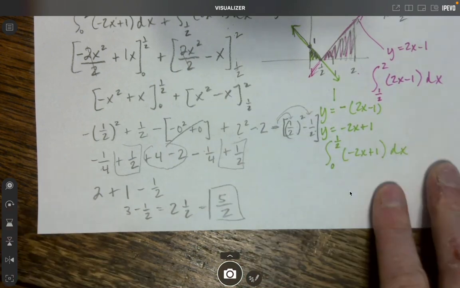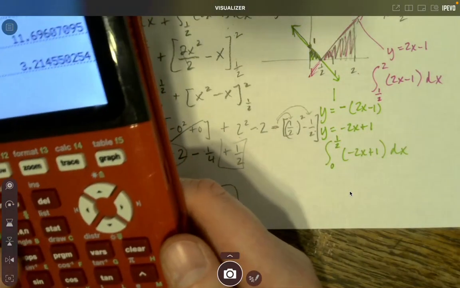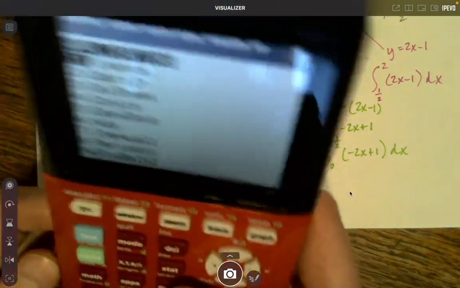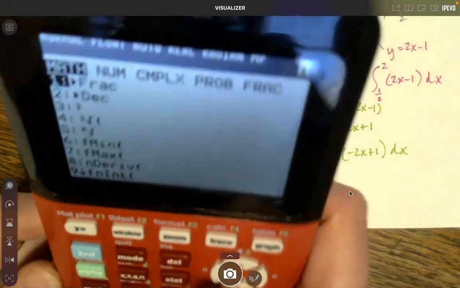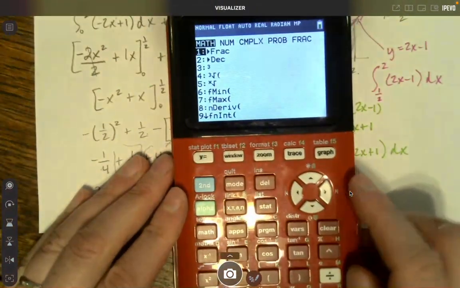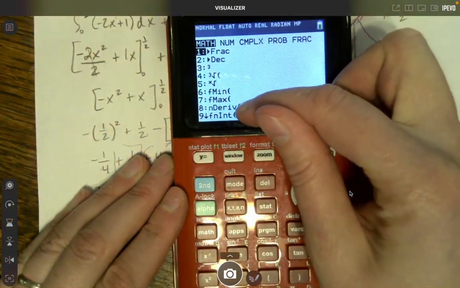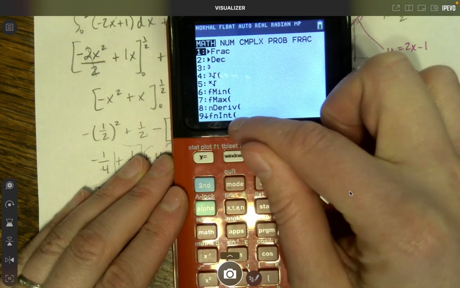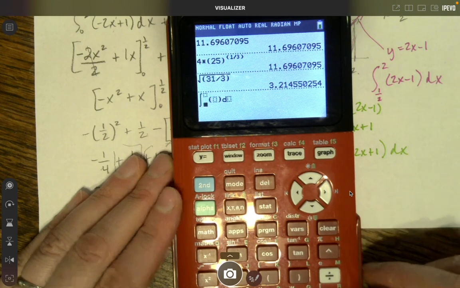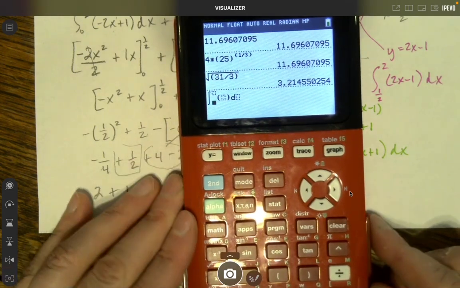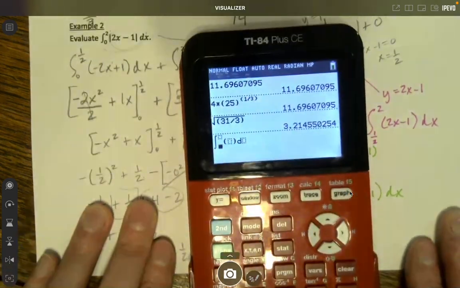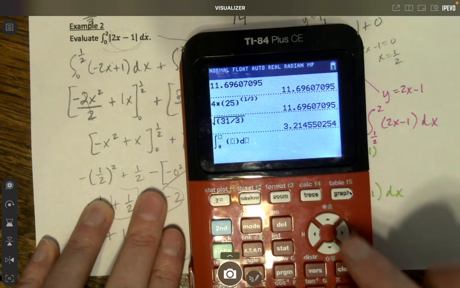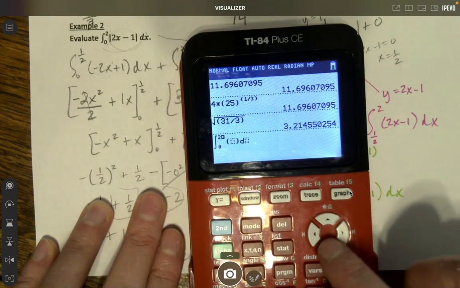Let's double check our answer using our calculator. So we can do not an indefinite integral, but a definite integral on our calculator. So I want to go down to, let's see, math. And we've done a lot with numerical derivative, and right below that, where it says FNINT, that's what I want. So it looks just like the integral should. So my lower bound was a 0. My upper bound was a 2.